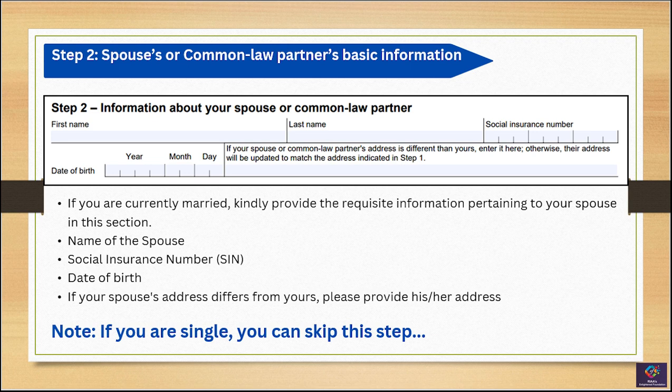Moving on to step 2. It pertains to information about your spouse. This section asks for the information related to your spouse's name, social insurance number, and date of birth. Now, in case your spouse is living at an address which is different from the address provided in step 1, maybe due to studies or for job purposes, then you should provide your spouse's or common law partner's address in the box here. However, if that's not the case, then just leave it blank.